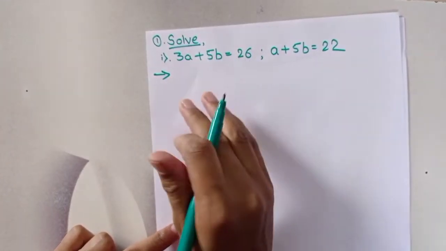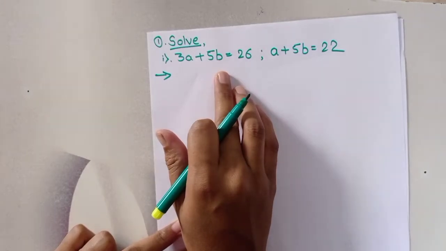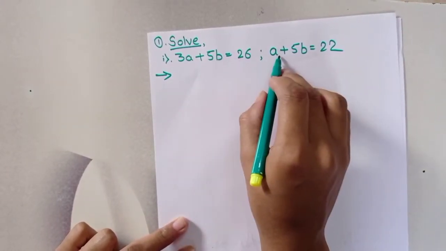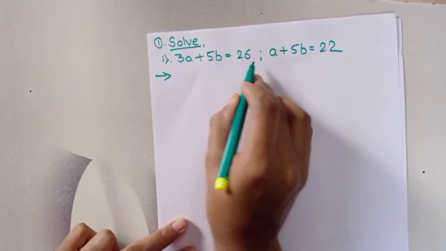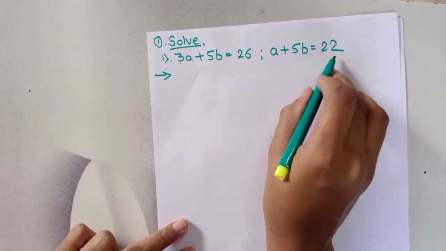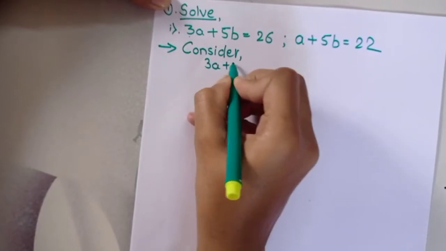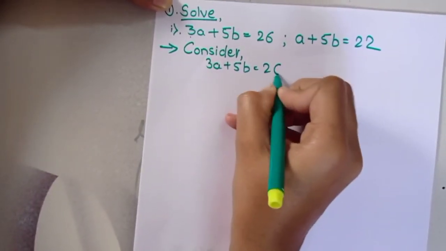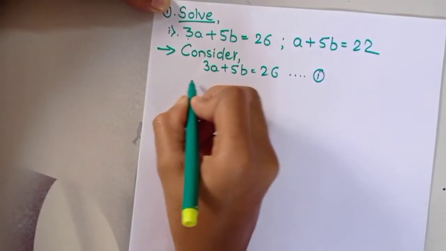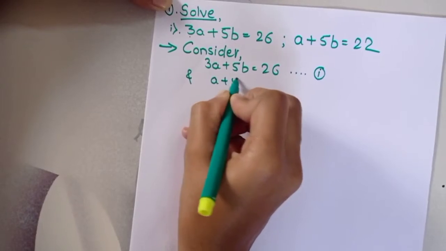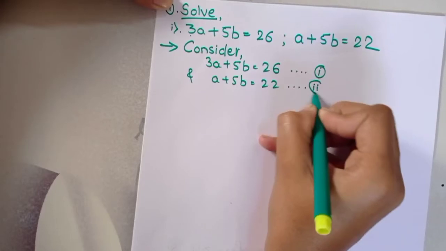Solve means what we have to do, finding the values of unknown variables. Therefore, considering these two equations, question number first, that is 3a plus 5b is equal to 26 and a plus 5b is equal to 22. Consider 3a plus 5b is equal to 26 as the first equation and a plus 5b is equal to 22 as the second equation.